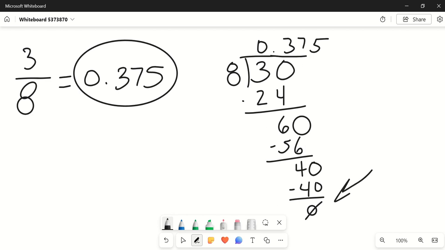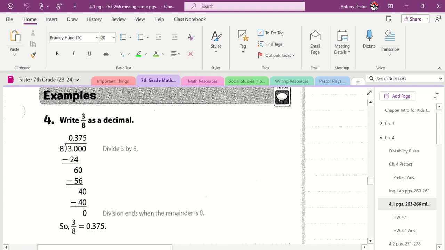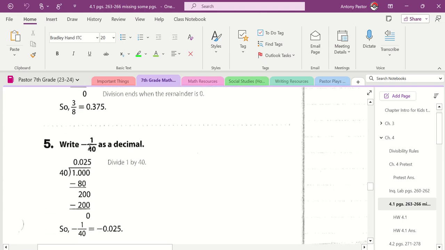As you see, it ended here. In the example I gave earlier in the video, we just kept dividing 10 by 3, and then 10 by 3, and 10 by 3, and keep going and keep going. This ends with a 0 at the end. If we look here, 3/8 is 0.375.